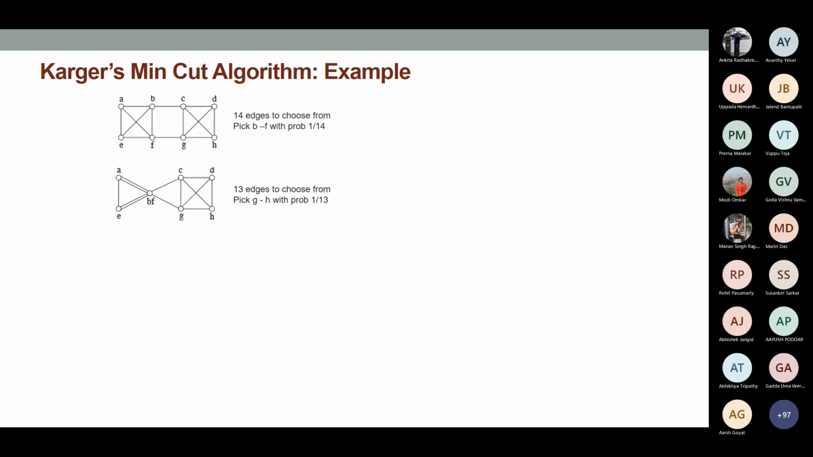Then I am going to put G and H together. I want to contract this edge and do the same kind of thing. If I do that, then something like this is going to happen. And I hope you agree with me that this is going to happen.